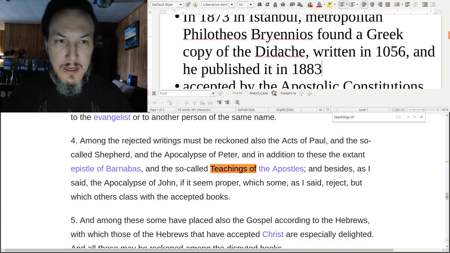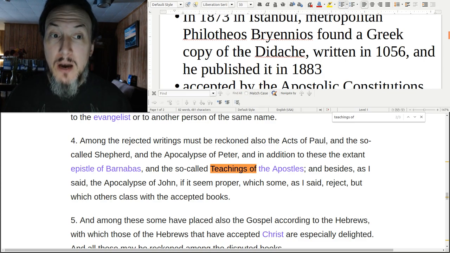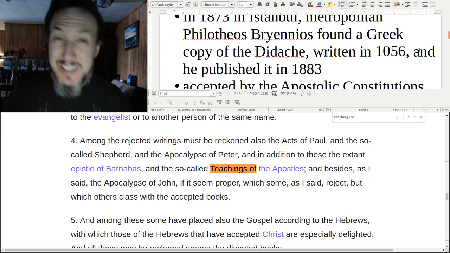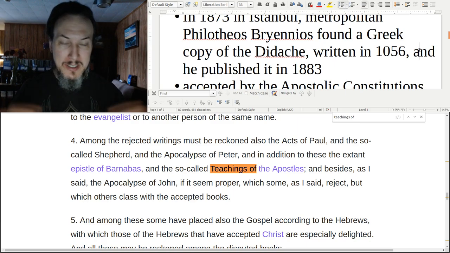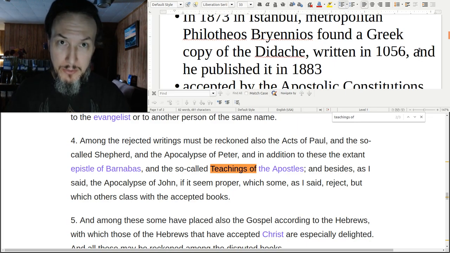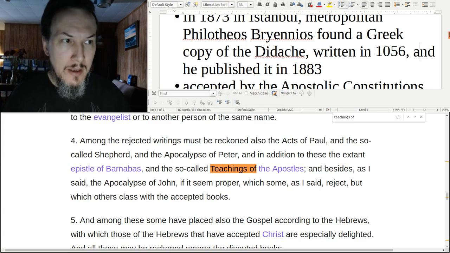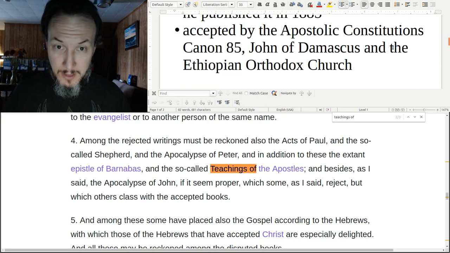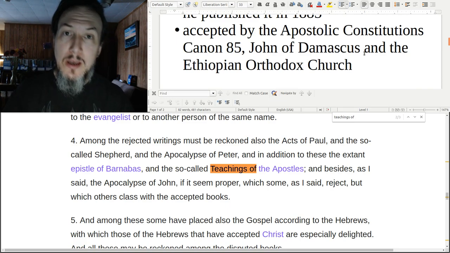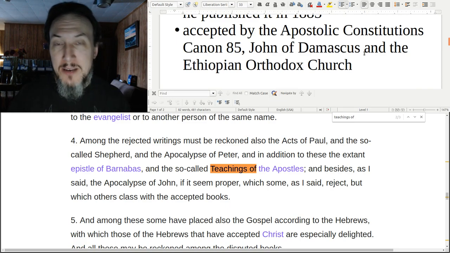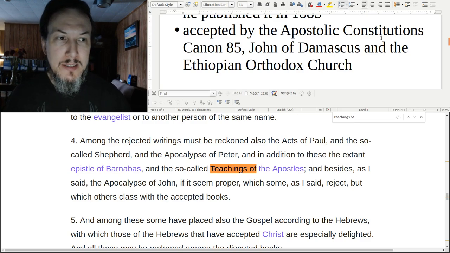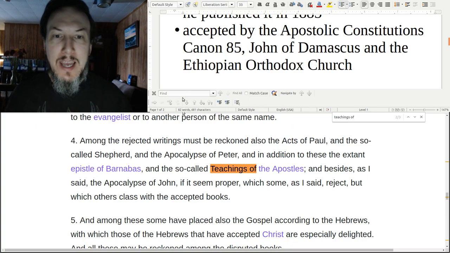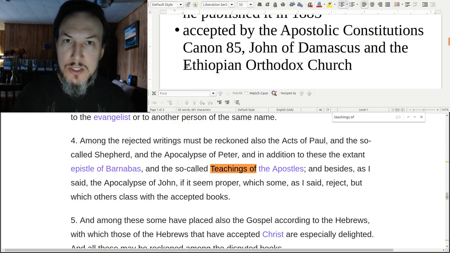Now, again, we want to make it clear, this is a copy of the Didache that he found that was copied in the year 1056. Not to say that the Didache was written in 1056. No, this copy was dated at that time. Okay, so as Eusebius said, it was accepted by some, and even today, it's accepted as authentic scripture, holy scripture, and canon by some, accepted by the Apostolic Constitutions Canon 85. It's accepted by John of Damascus and the Ethiopian Orthodox Church.